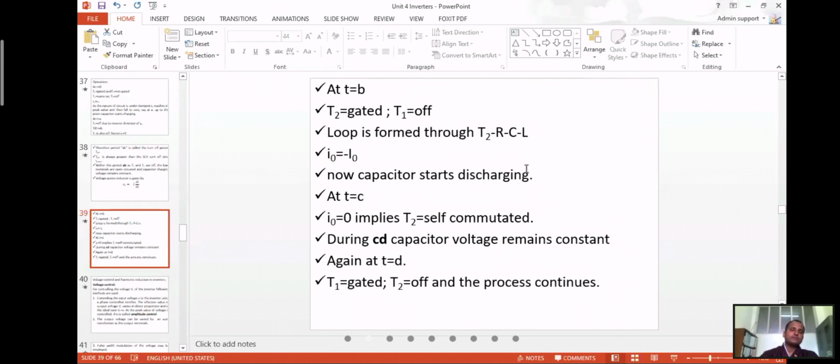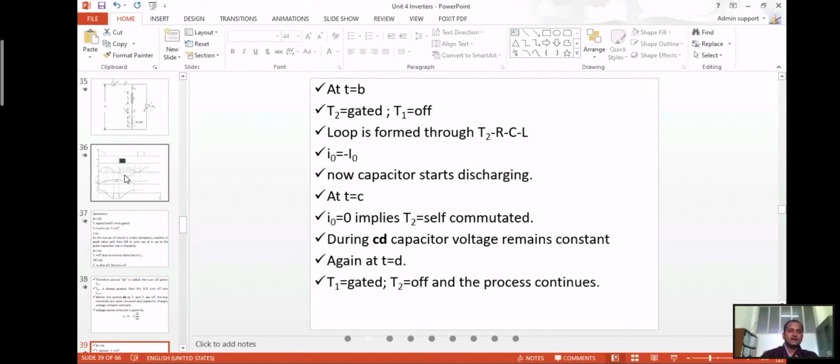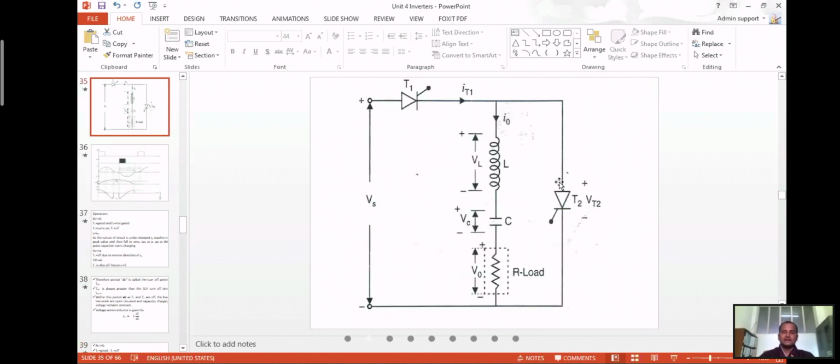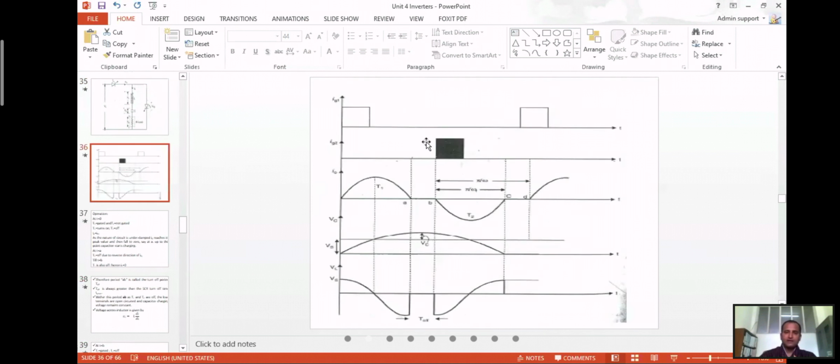At t equals to B, T2 is gated. At this point, a pulse is given to thyristor T2, so the auxiliary thyristor is gated. At this period T1 is off. T2 is in forward bias, and when you give a triggering pulse to T2, it turns on.